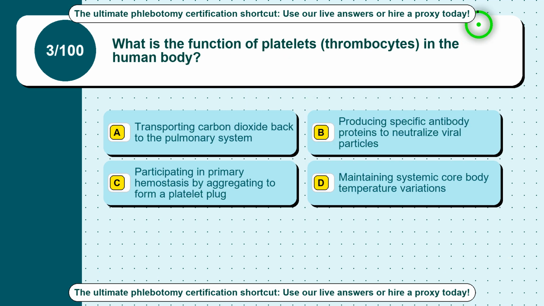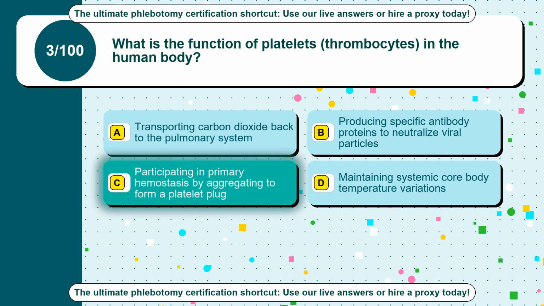Question 3. What is the function of platelets, thrombocytes, in the human body? Option A. Transporting carbon dioxide back to the pulmonary system. Option B. Producing specific antibody proteins to neutralize viral particles. Option C. Participating in primary hemostasis by aggregating to form a platelet plug. Option D. Maintaining systemic core body temperature variations.